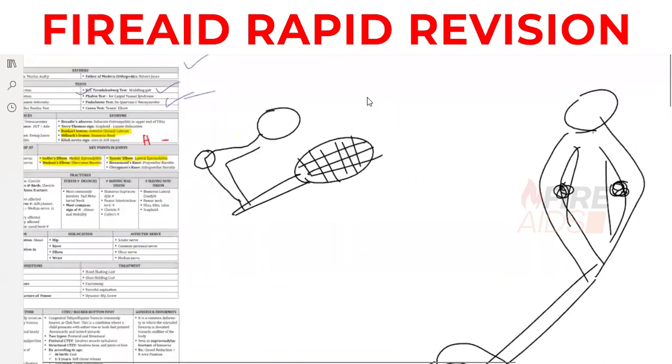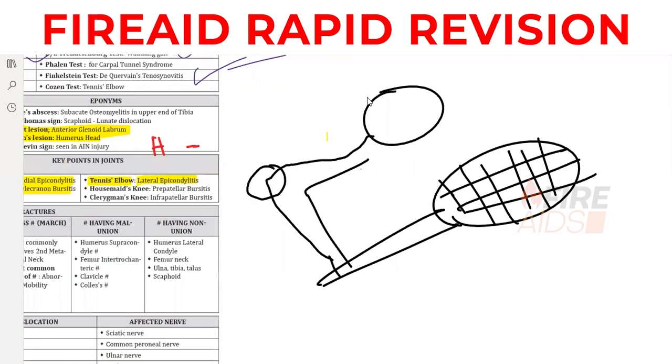Then the two important points are housemaid's knee and clergyman's knee. Housemaid's knee is prepatellar bursitis, clergyman's knee is infrapatellar bursitis. Housemaid, prepatellar; clergyman's knee, infrapatellar bursitis. This you will have to memorize.